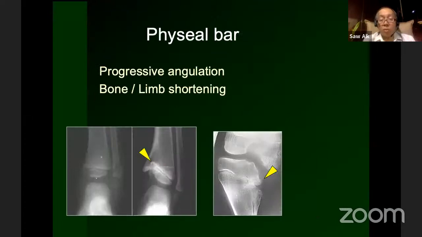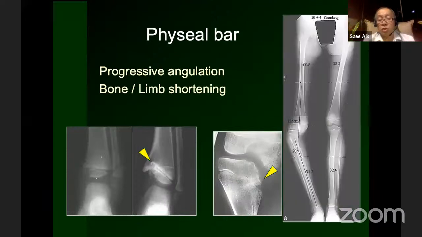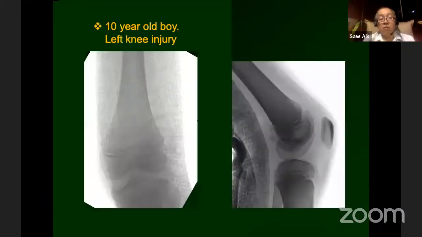But more commonly, what we see is this physeal bar formation, which ends up with a progressive angulation, sometimes with a limb or bone shortening. Angulation, as we can see over here, can be quite significant.